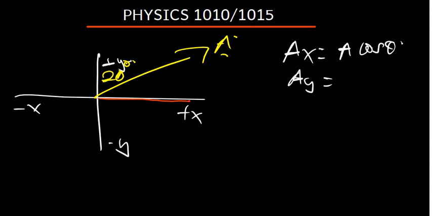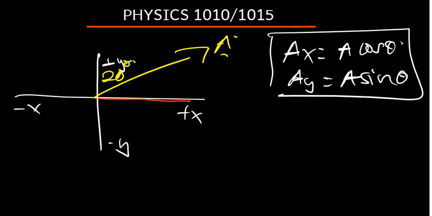Those who can remember? You are trying to resolve a vector into its y component. What happens? Sin theta. So we have A sin theta. Perfect. Now, this is what you need to know, guys.